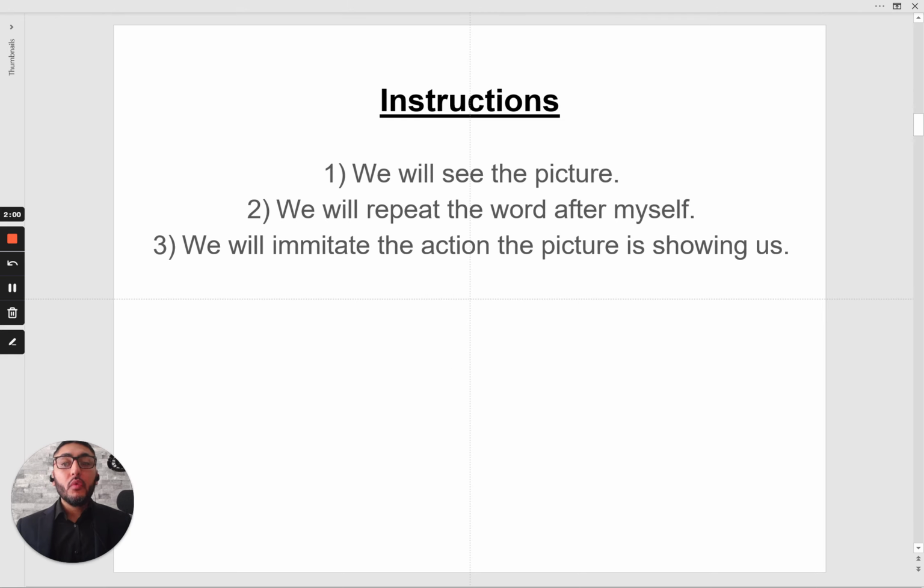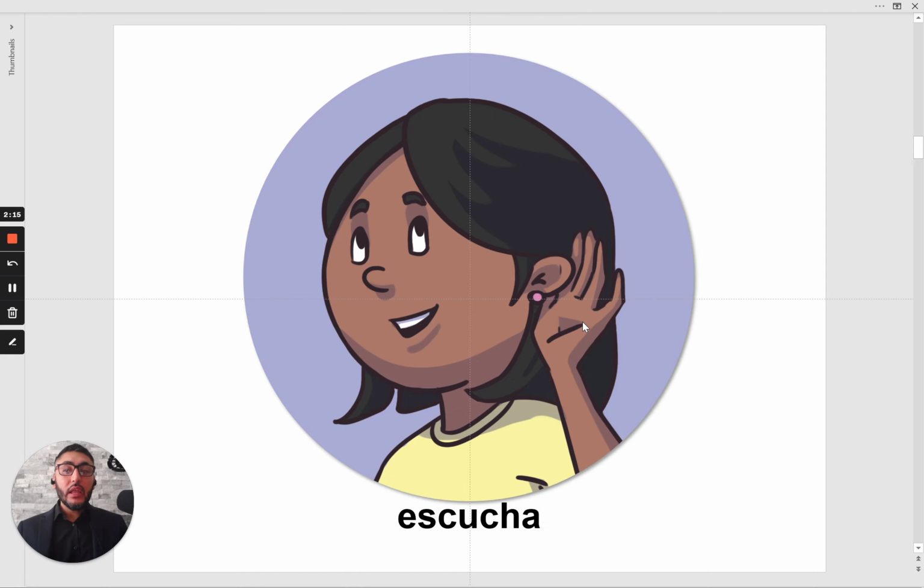Instructions. We will see the picture. We will repeat the word after myself. We would imitate the action the picture is showing us. All right, let's begin. Escucha.